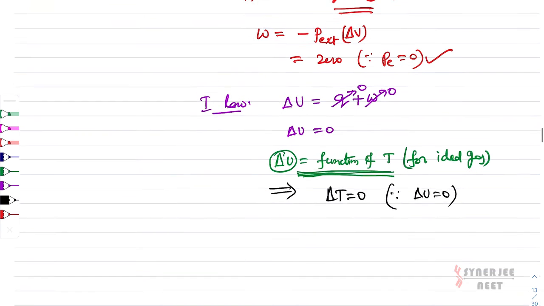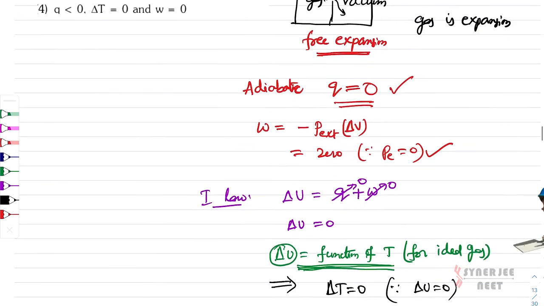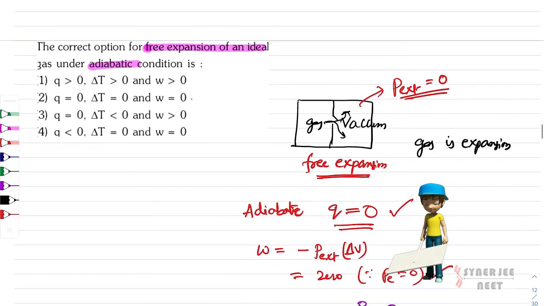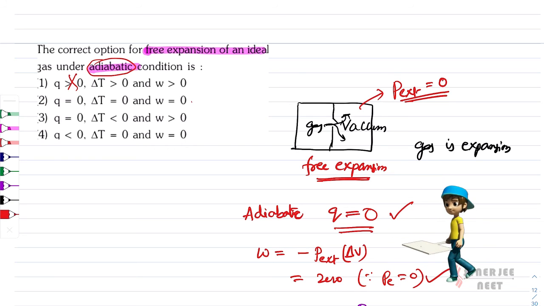So there is no change in temperature, there is no change in internal energy, and work done is 0, and Q is also equal to 0. Now let's see which is the correct option for this. The first option says Q is greater than 0, so this is wrong. Q is equal to 0. The first is adiabatic, so Q must be 0. Here Q is equal to 0, here Q is equal to 0. Again here it is not. So among 2 and 3, 1 is the right option.